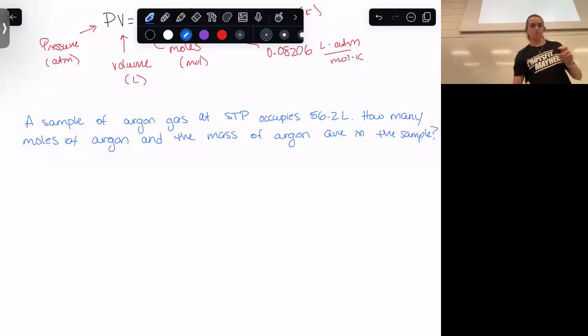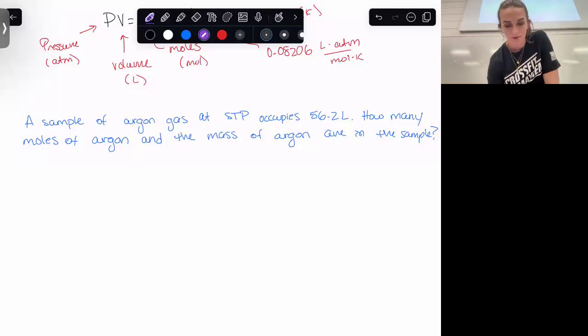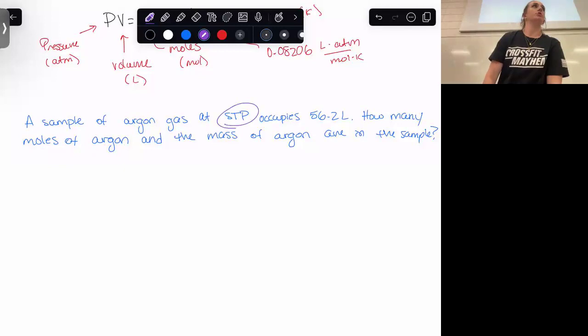Alrighty. So for this question, we have a sample of argon gas at STP that occupies 56.2 liters. How many moles of argon and what is the mass of argon in this sample? Do y'all want to try this on your own? Okay, I'll give you a couple minutes to get started. Does everyone know standard temperature and pressure conditions? What are they?